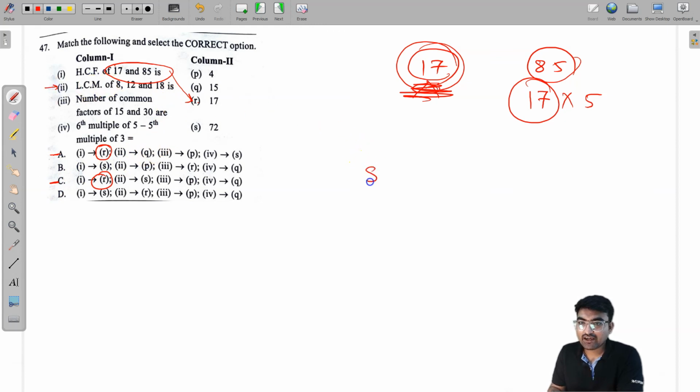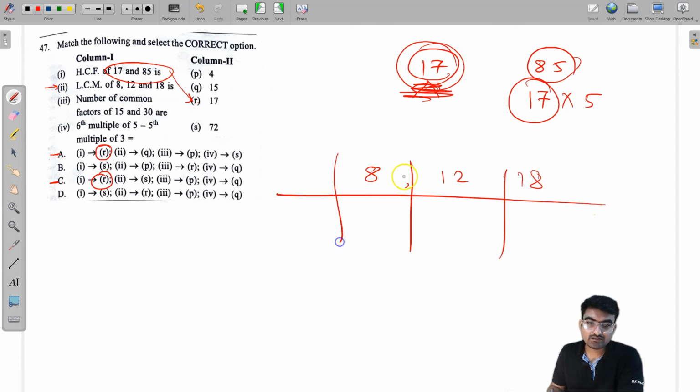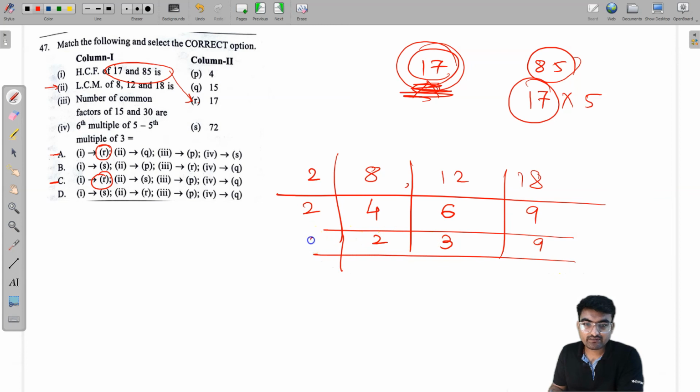LCM of 8, 12 and 18, right? Okay, so if we divide by 2, we'll get 4, 6 and 9. Now again 2: 2, 3, and 9 will be as it is. Then again I'll divide by 2, so I'll get 1, 3 and 9.